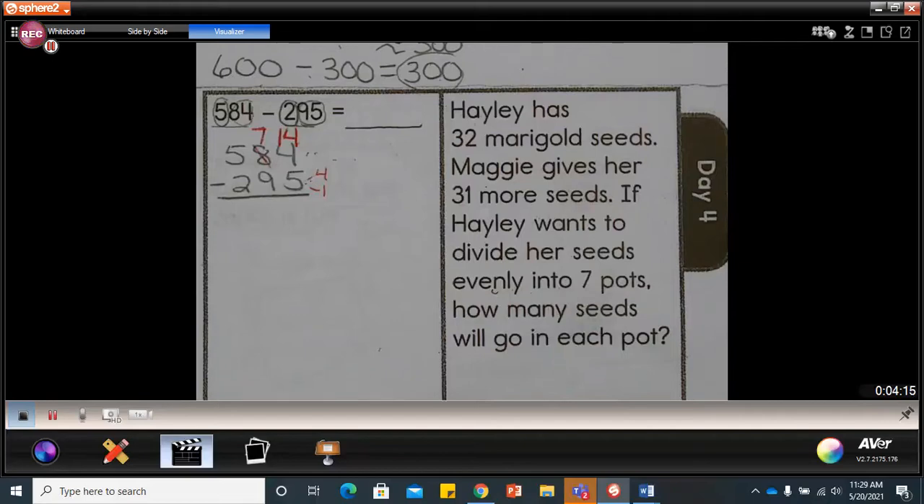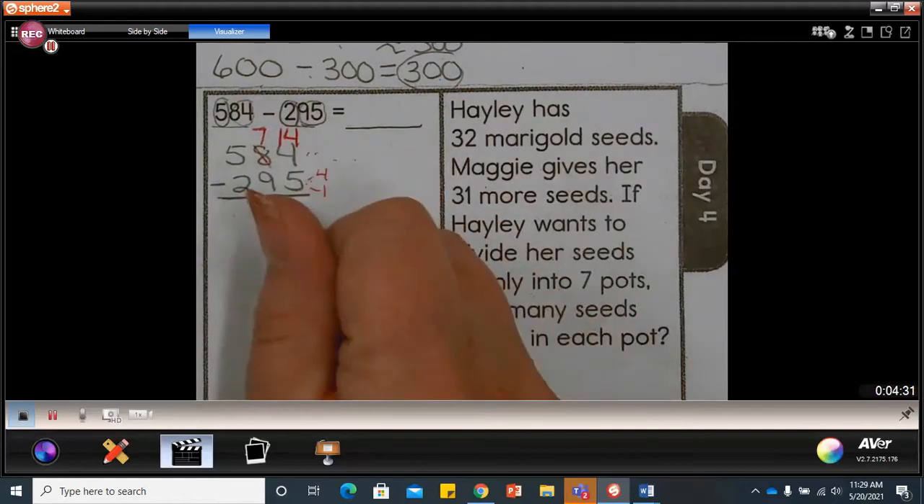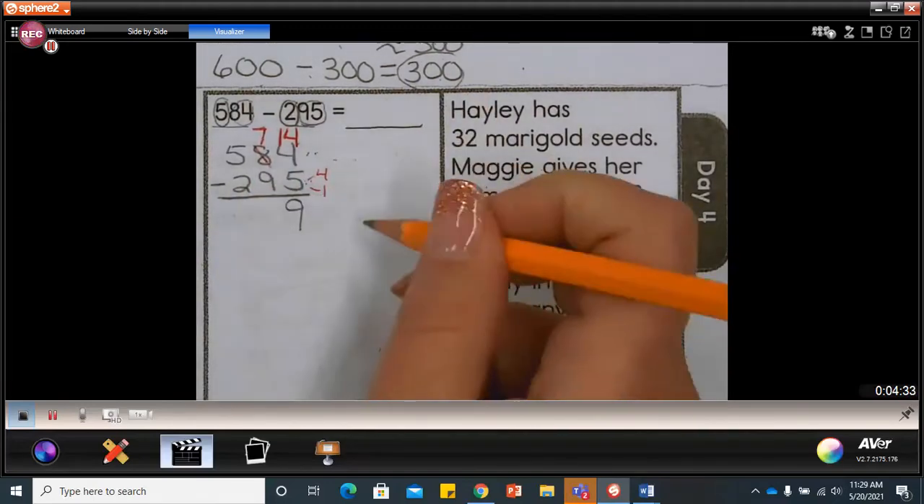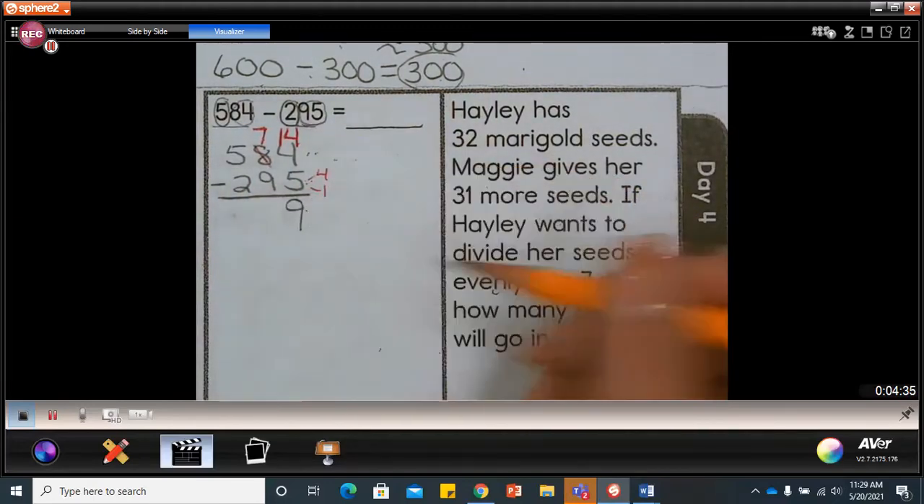Or I could think of it as addition. 5 plus 5 is 10, so 6 plus 5 would be 11, 7 plus 5 would be 12, 8 plus 5 would be 13, and 9 plus 5 would be 14. So either way you look at it, you are still going to get 9 as your difference.